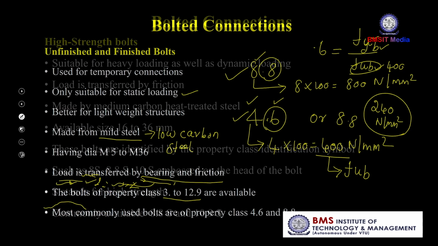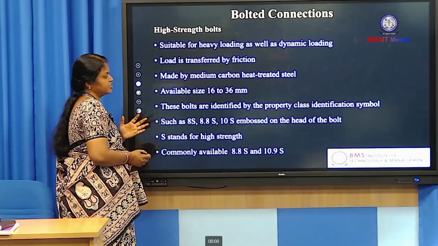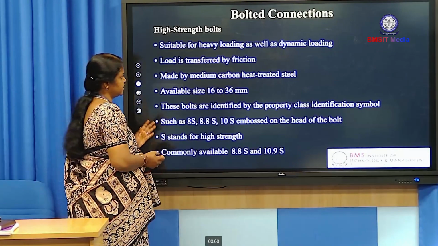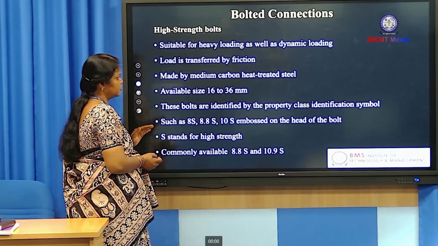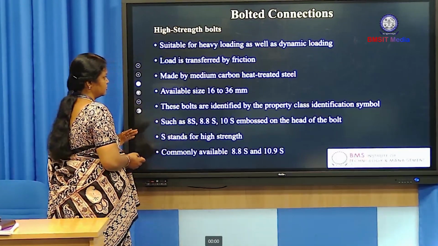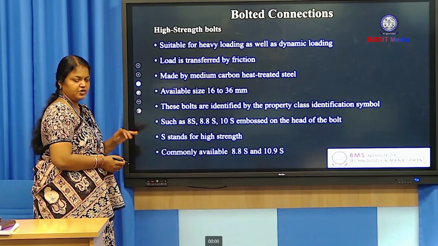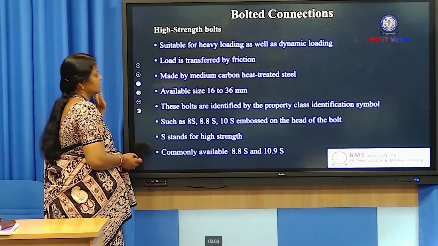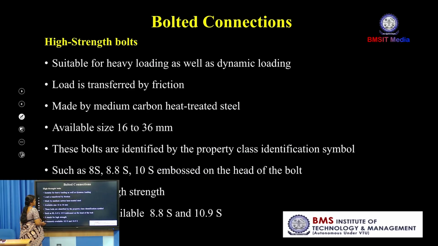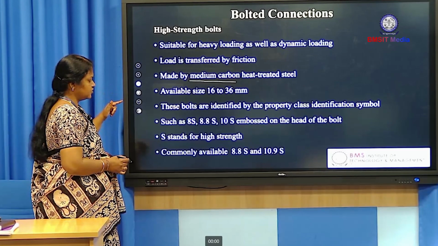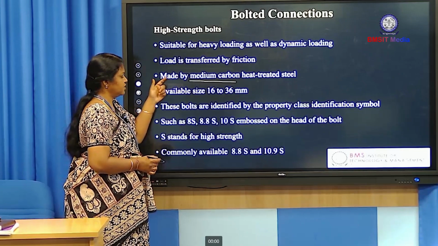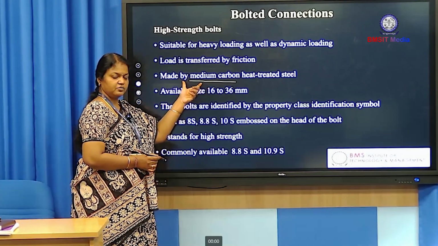Next one is the high strength friction grip bolt, that is HSFG. This is suitable for heavy loading as well as dynamic loading. Here the load is transferred through friction, not bearing, only friction. This is made of medium carbon steel. Compared to the unfinished and finished bolt, the strength of the bolt is more here because the carbon content is more. Medium carbon.